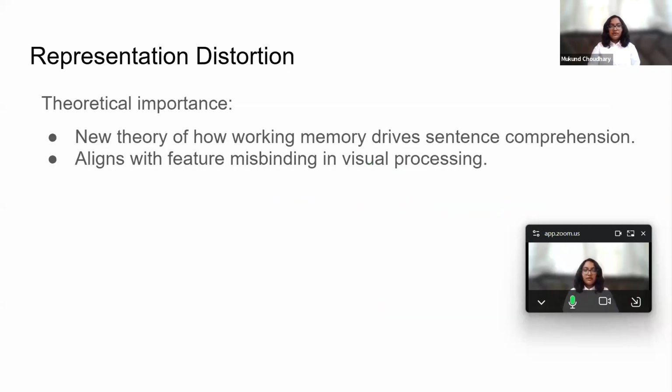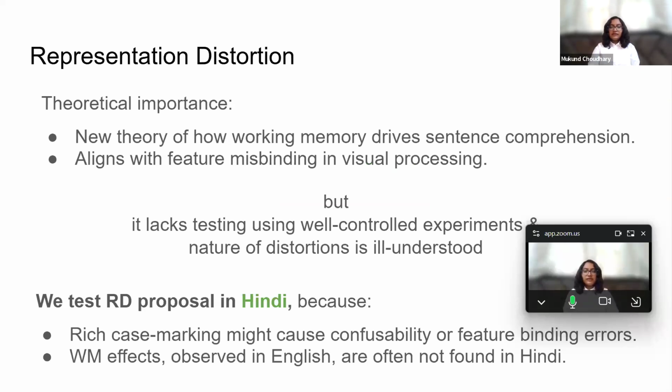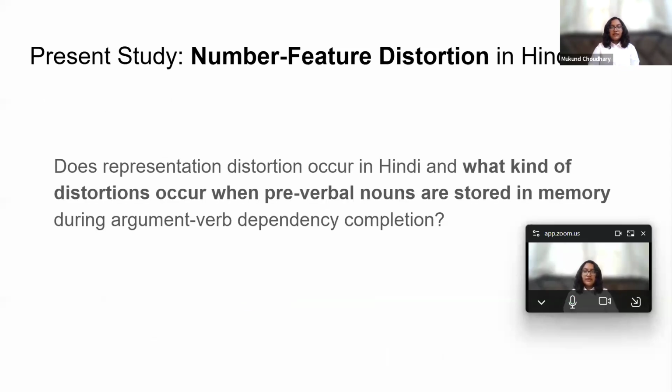The theoretical importance of this proposal is that it is a new theory of how working memory drives sentence comprehension, and it also aligns with the feature misbinding in visual processing. However, so far it lacks testing using well controlled experiments, and the nature of the distortions is ill understood. We test this proposal in Hindi because the rich case marking of the language might cause confusability or feature misbinding errors. Working memory effects, which are often observed in English, are not found present in Hindi.